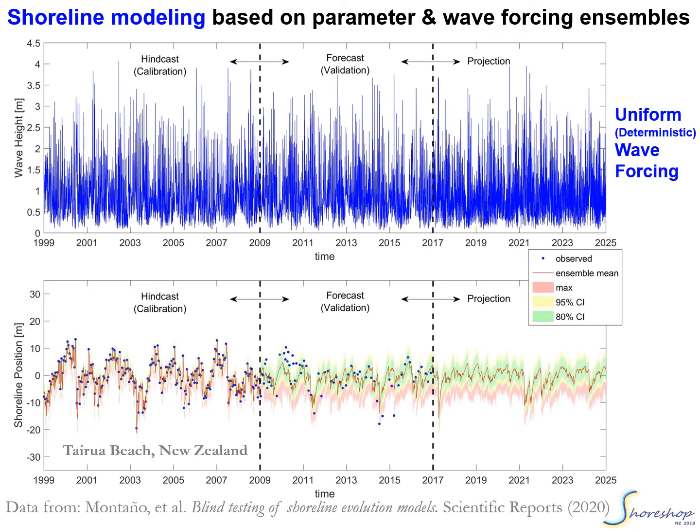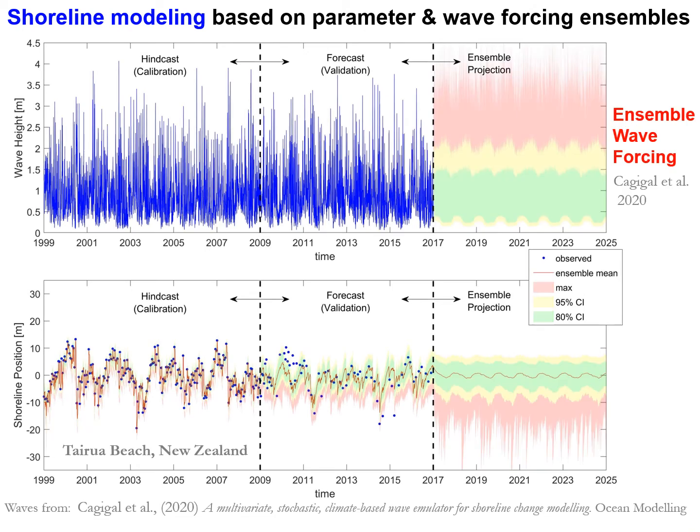And here you can see a time series of the wave heights. And here in the projection period, we're only using a uniform or deterministic wave forcing. We're only using one time series of wave conditions to force this model. And here the variance is created because we're adding some noise to the simulation and we're running it with a range of different parameters.